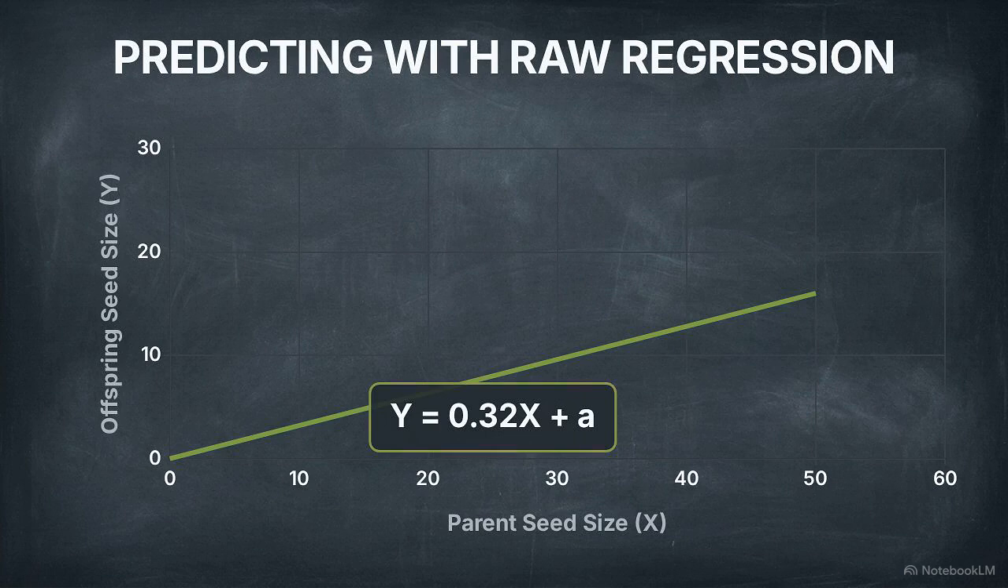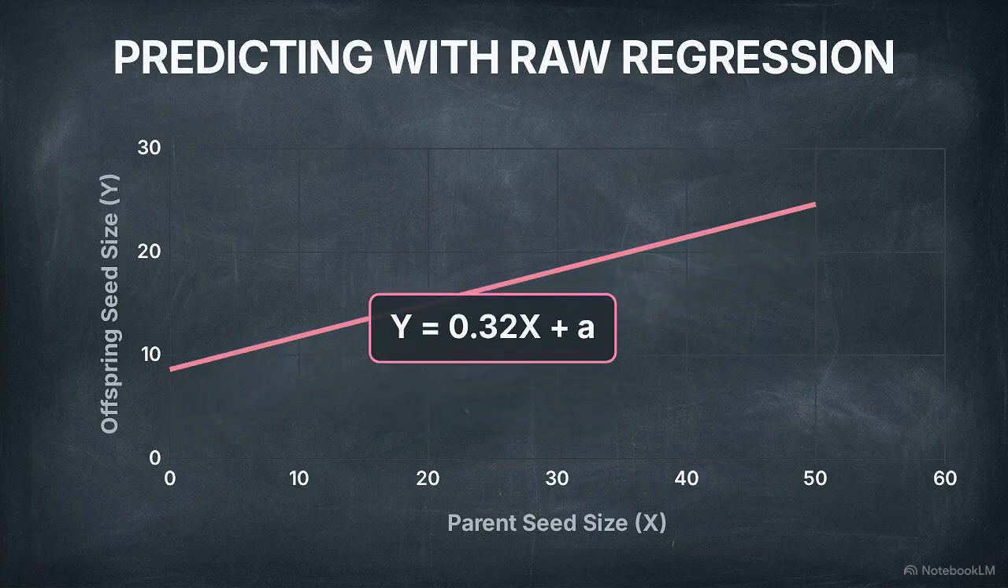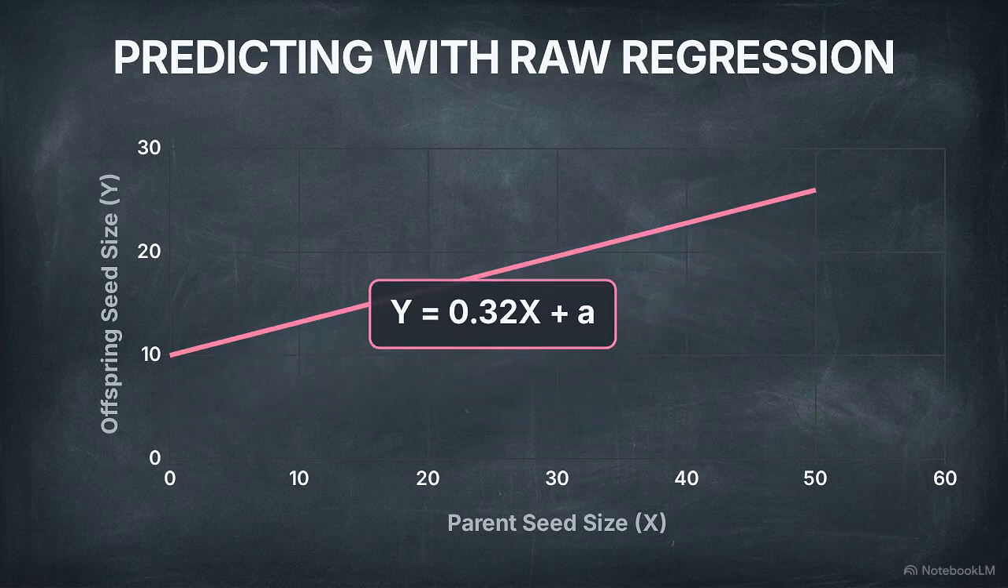Laura, we build upon the deviation slope to predict raw scores using the full linear equation, y equals bx plus a. This line shifts on the coordinate plane to intersect the y-axis at point A.